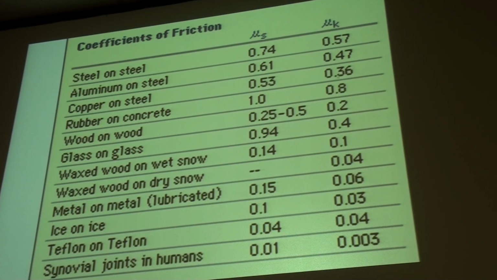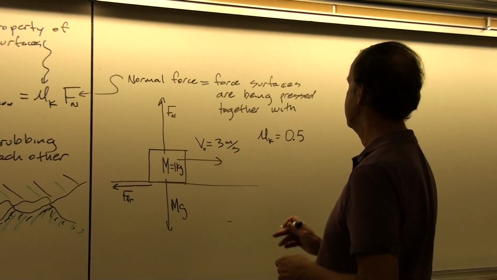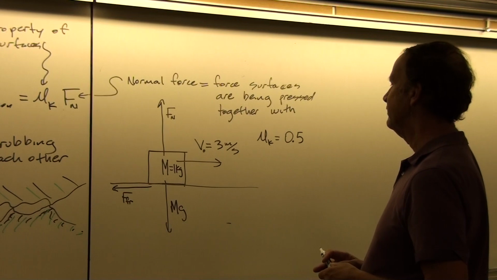And so this is just an indication of how rough the surfaces are. If you had something where it was sandpaper on sandpaper, that might be more than 1. So it is possible to have these numbers be more than 1, but generally they tend to be a number between 0 and 1. And so for our example here, let's say that the coefficient of kinetic friction, just because it's an easy number to work with, is 0.5.